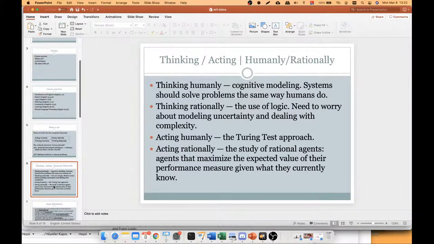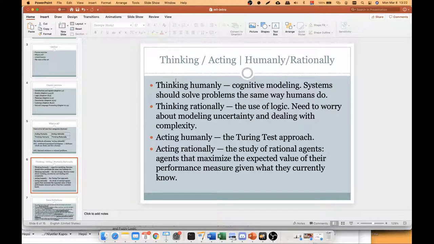So what do we have in here? For example, thinking humanly is a cognitive model. Maybe you are familiar with cognitive psychology, cognitive linguistics, or something related to everything. For example, how do we formulate the language? It's a problem of linguistics, right?